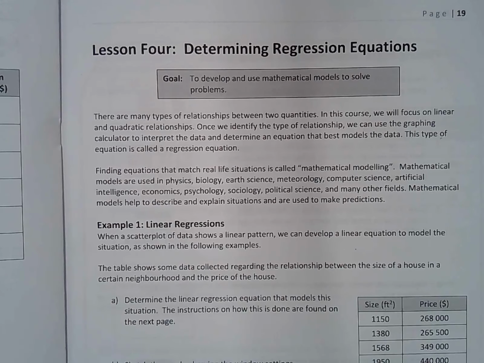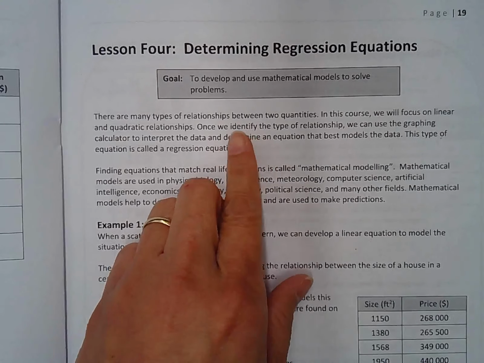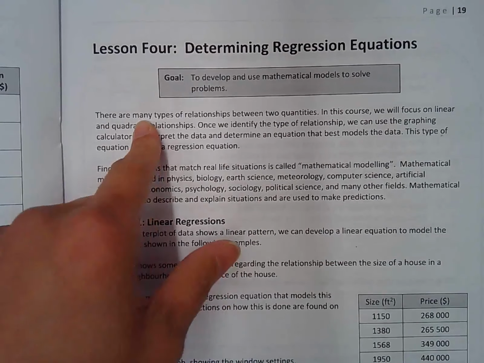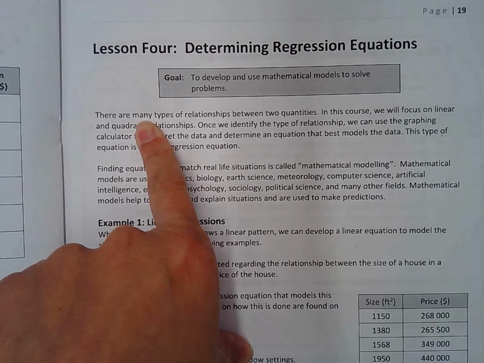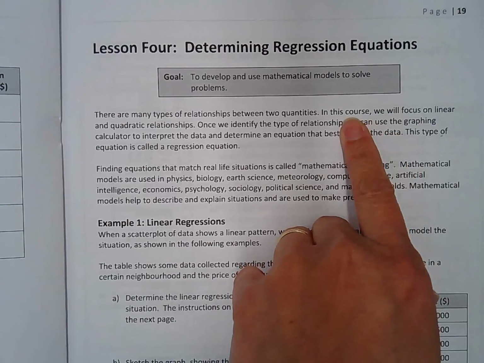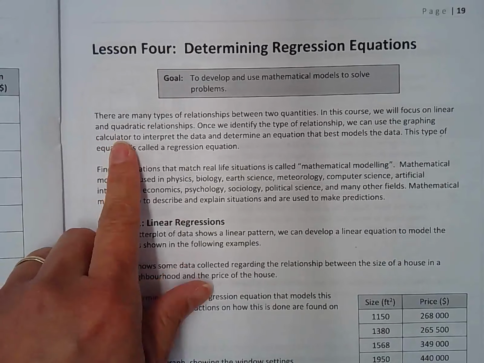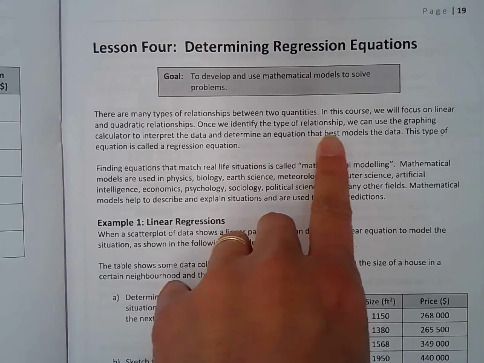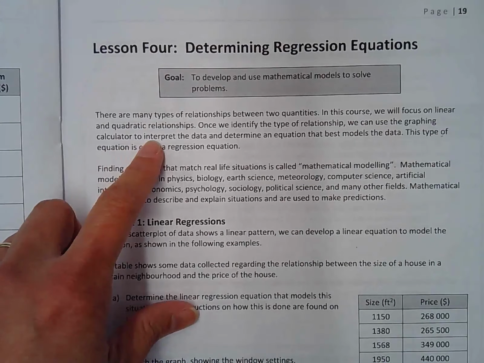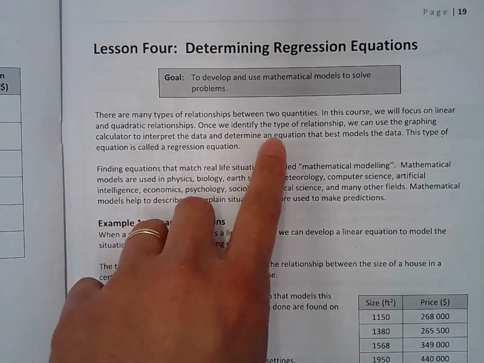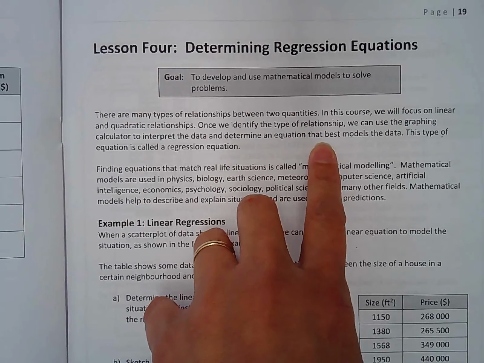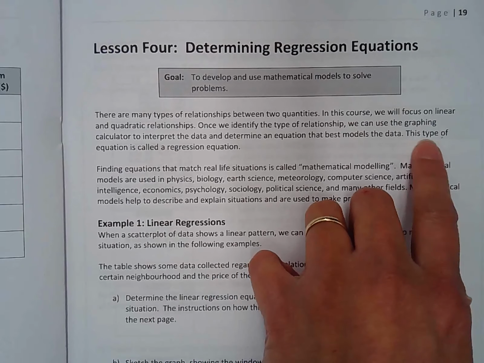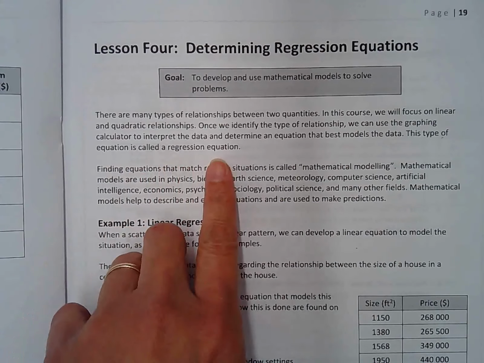Okay, so there are many types of relations between two quantities, but the only thing that we're going to focus on are the two, linear and quadratic. That's all. Once we identify the type of relationship, we can use the graphing calculator to interpret the data and determine an equation that best models the data. This type of equation is called a regression equation.